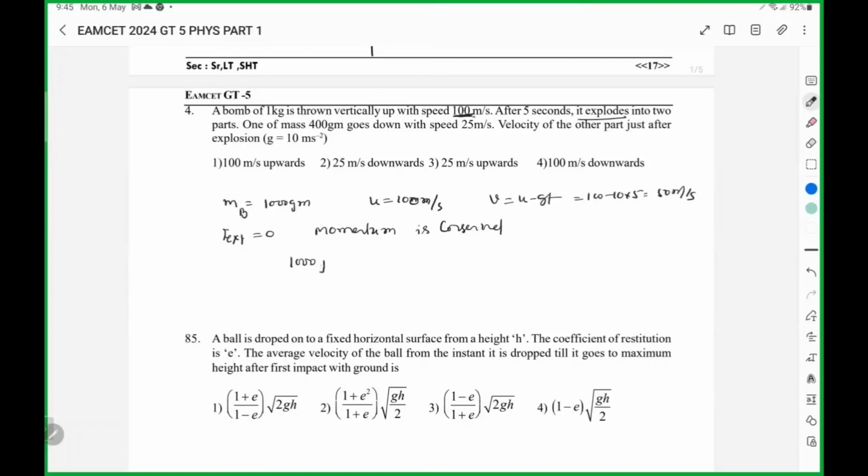Initially it is going in the upward direction with a speed just before explosion. After explosion, 400 gram moves down, and the remaining 600 gram moves with some velocity in a direction we don't know. So 500 J plus 100 J is equal to 6V. V here is 600 by 6, so it moves upward with 100 meter per second.